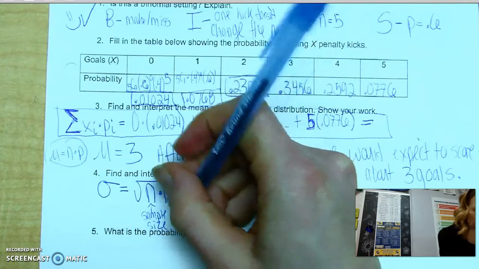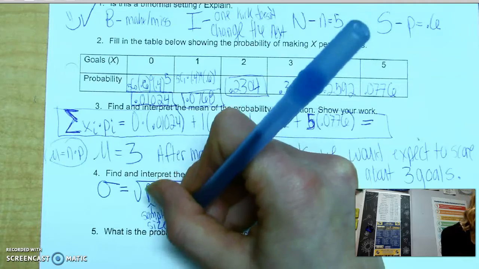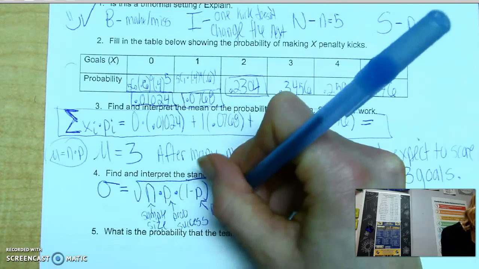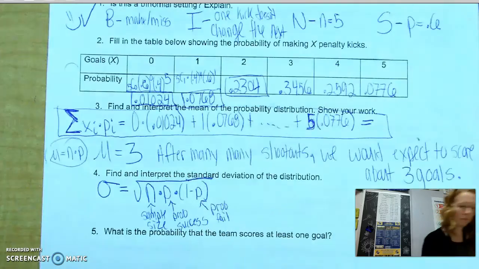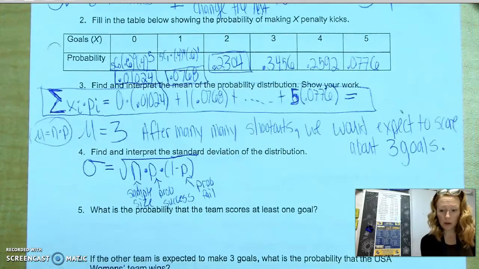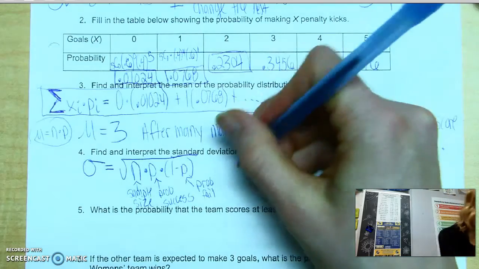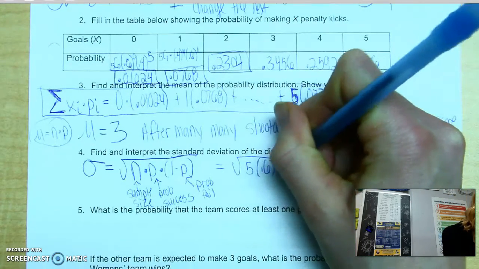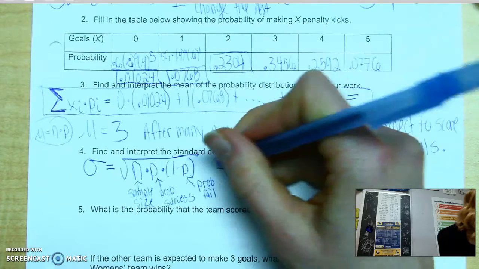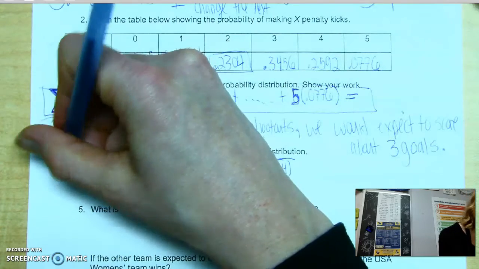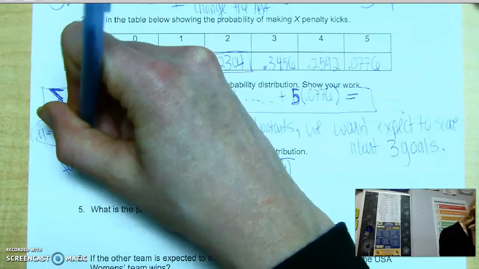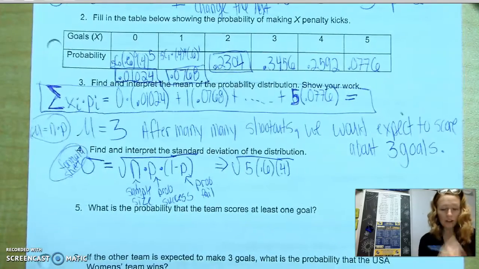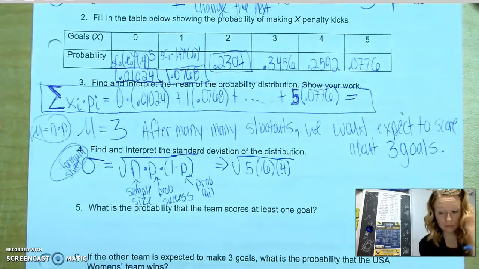P is the probability of success, right? And then 1 minus p is the probability of failure, right? So once again, you have your standard deviation. You can calculate this by taking the square root of n times p times 1 minus p. This formula is on your formula sheet that I handed to you guys a long time ago. If you don't have it, let me know and I can send you a PDF version, right? And you're going to find these formulas under binomial, okay?